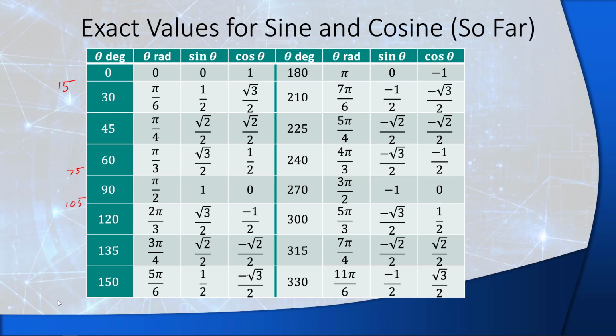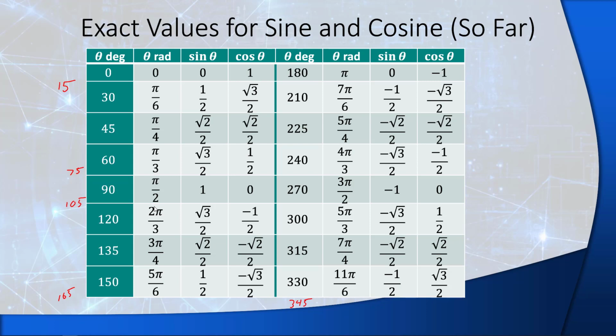or 165 or 345. And then there are a few others here that we haven't done. However, with the sum and difference identities, we can actually come up with exact values for many of these angles. Now, doing this in terms of degrees is pretty straightforward.